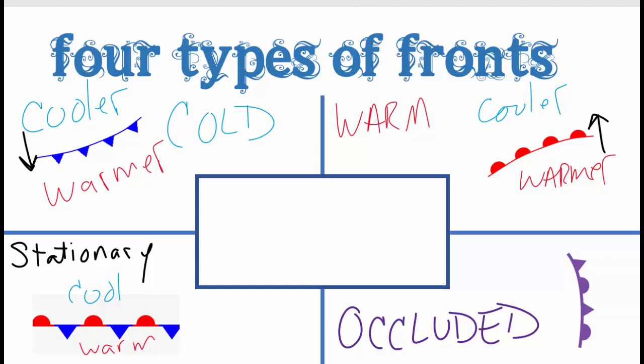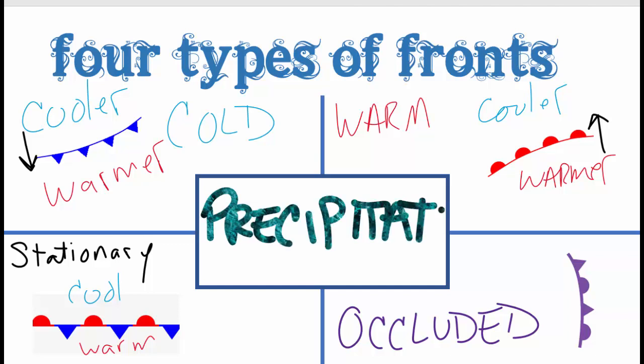Now, here's the important thing to remember about all of these different types of fronts. What kind of weather do you get at them? It changes a little bit with each type of front, but they all have one thing in common. If there is water in the air, they are all going to bring you precipitation. All right, and what is precipitation? It could be rain, it could be snow, it could be sleet, but they're going to bring you water from the sky in some ways.